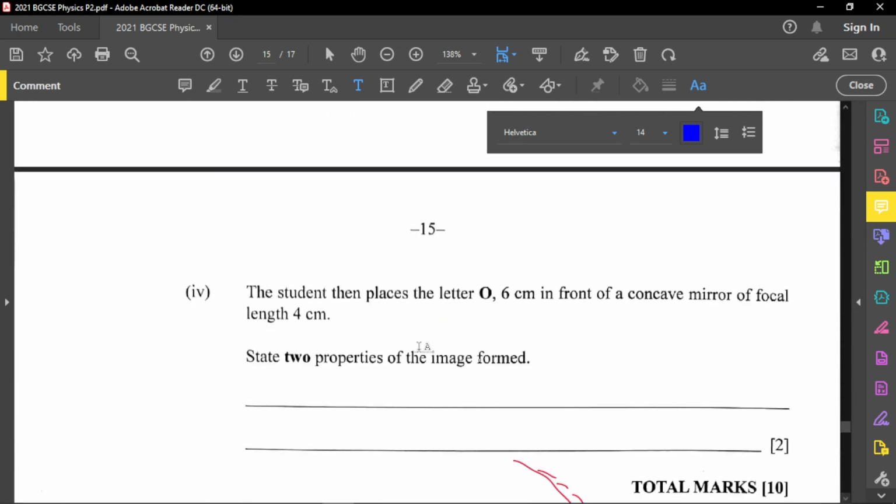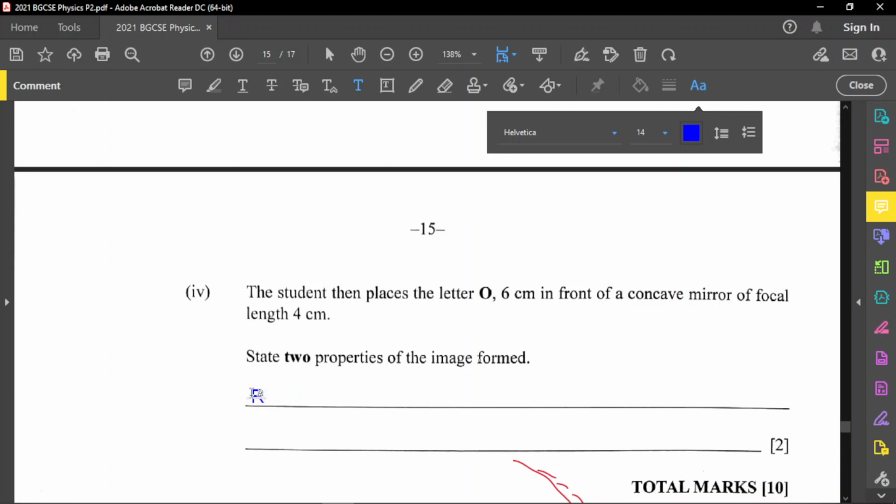Now the student then places the O 6 centimeters in front of a concave mirror of focal length 4 centimeters. State two properties of the image formed. As we've been through this already, I'm going to show you just for you to understand it. If you do not know why, I will actually show you. There are actually three properties here, but you need two. One of those properties is that the image will be real.